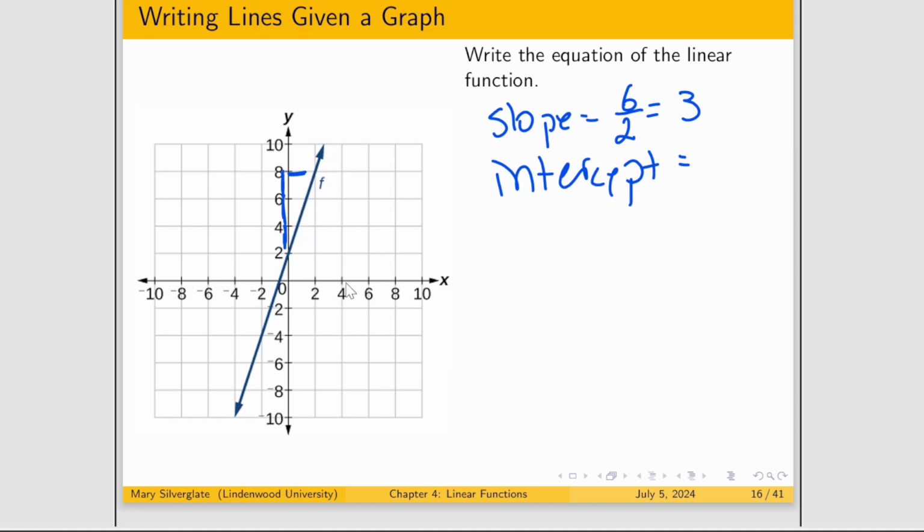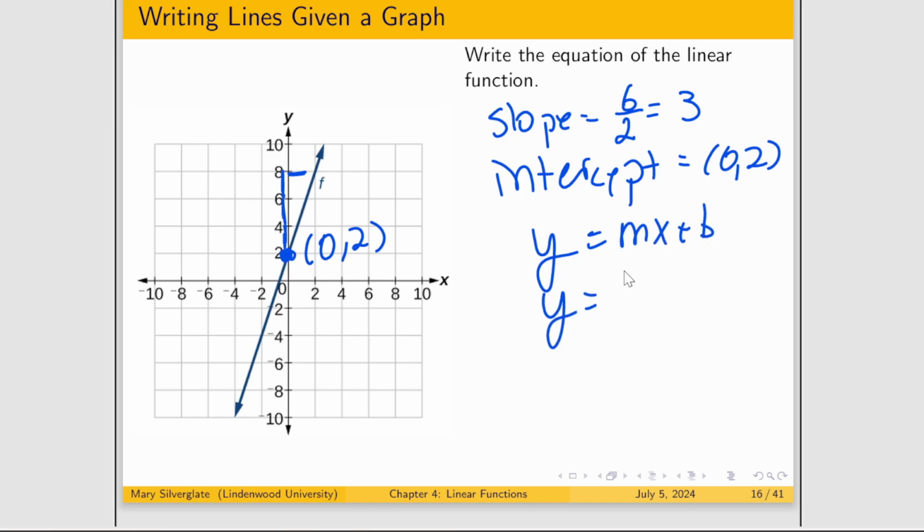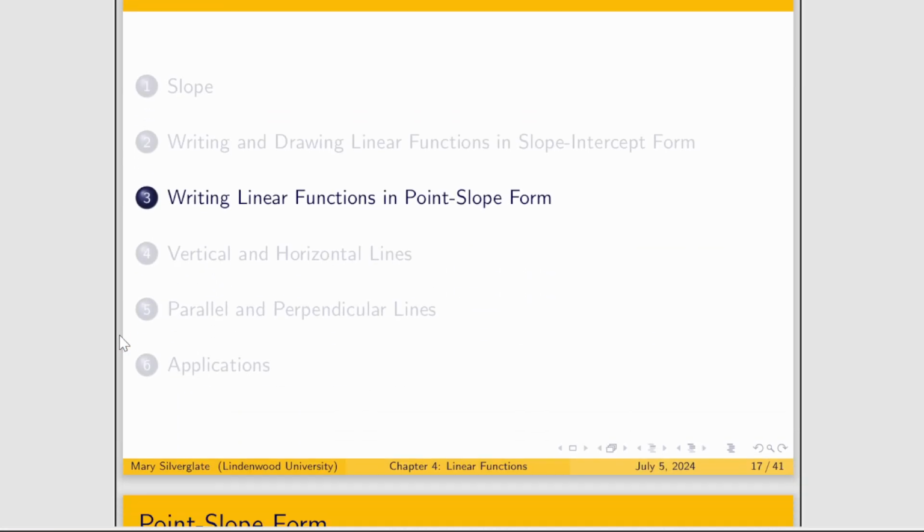Had they not been counting by the same thing though, had the x's been counting by 1's and the y's been counting by 2's, you would have gotten the wrong answer. So be careful that you don't do that every time if it's got different axes. And in this case, our intercept occurs at this point here of 0, 2. That's where it physically crosses the y-axis. So if I'm plugging into y equals mx plus b, my slope is positive 3, and my y-intercept is 2. And that is my final equation.